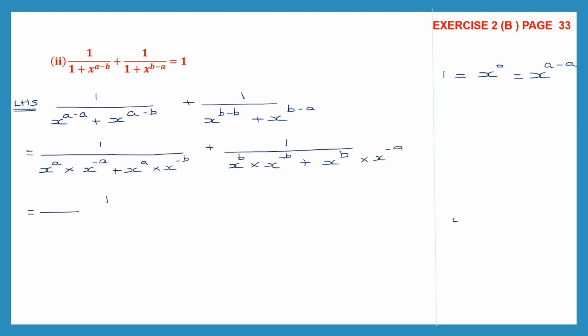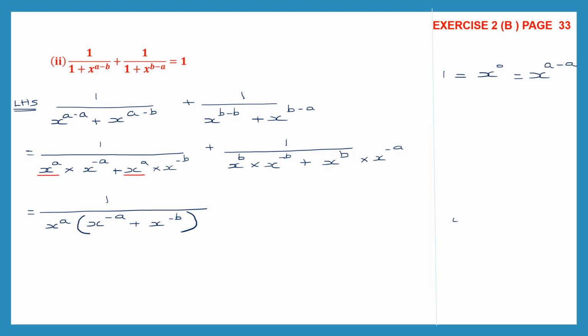So 1 by, now here you can see x to the power of a into x to the power of minus a plus x to the power of a, again we have x to the power of a twice, into x to the power of minus b. So since we have this twice, we can take it out as a common factor. So x to the power of a into, I can put the rest in brackets, which is x to the power of minus a plus x to the power of minus b.